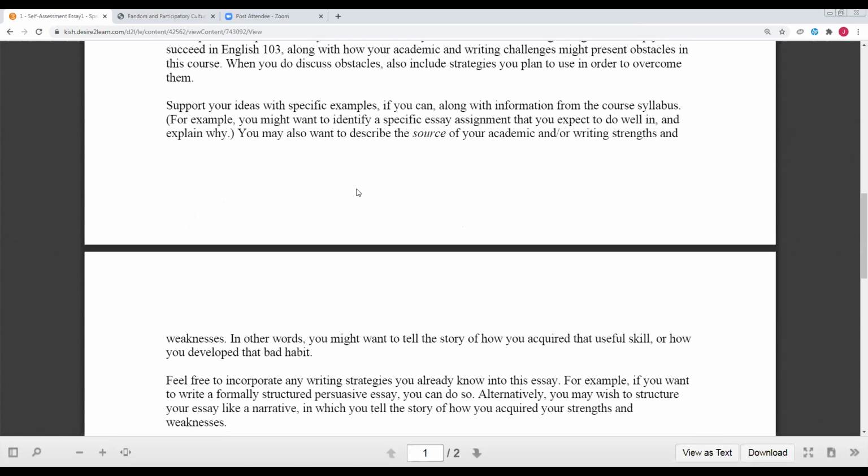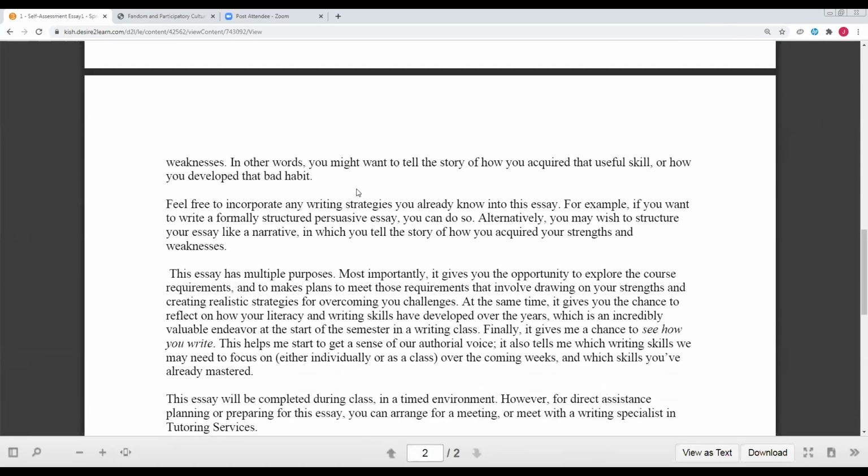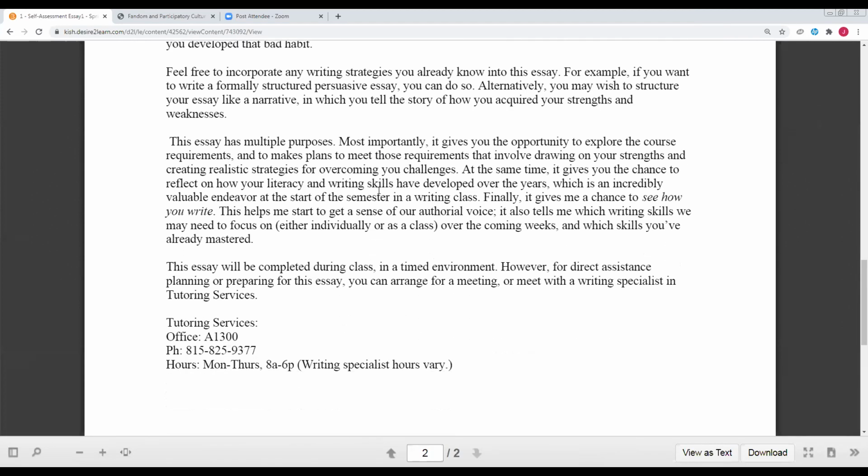For example, you might want to identify a specific essay assignment you expect to do well in and explain why you're going to be a success. You may also want to describe the source of your academic writing strengths and weaknesses. In other words, you might want to tell the story of how you acquired that useful skill or developed a bad habit. Feel free to incorporate any strategies you already know into this essay too. For example, if you want to write a formally structured persuasive essay, you can do that. Alternatively, you may wish to structure your essay as a narrative, which is what I suggest, and just tell the story of how you acquired your strengths and weaknesses.